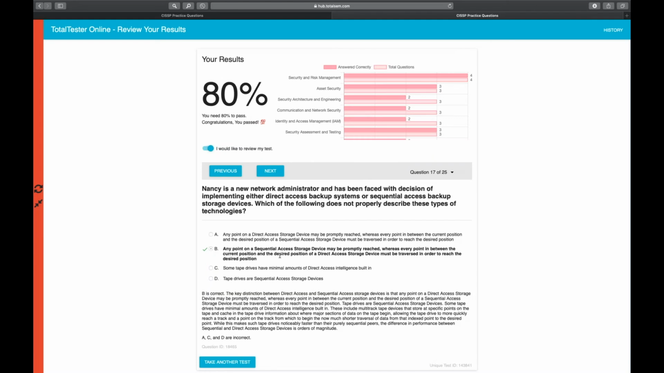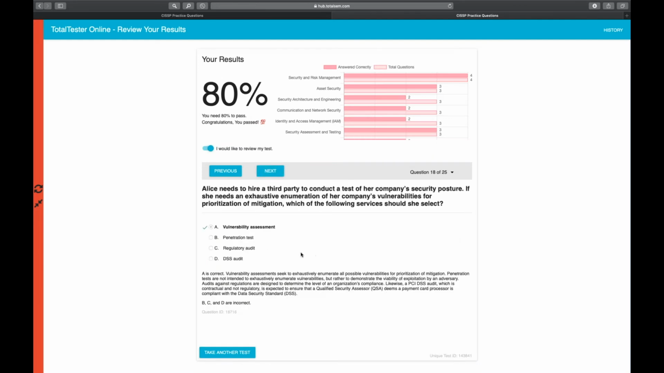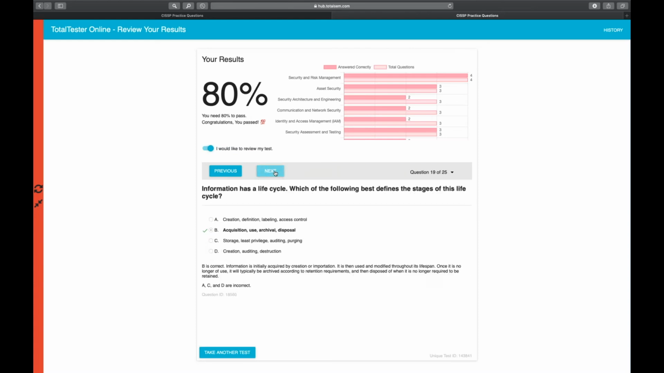Any point of a direct access storage device may be promptly reached. Yeah, I won't read through all that, but this one dealt with the difference between direct access and sequential access backups. This one's similar to what we saw before. Vulnerability assessment seeks to exhaustively enumerate all possible vulnerabilities for prioritization of mitigation. We guessed right on this one.